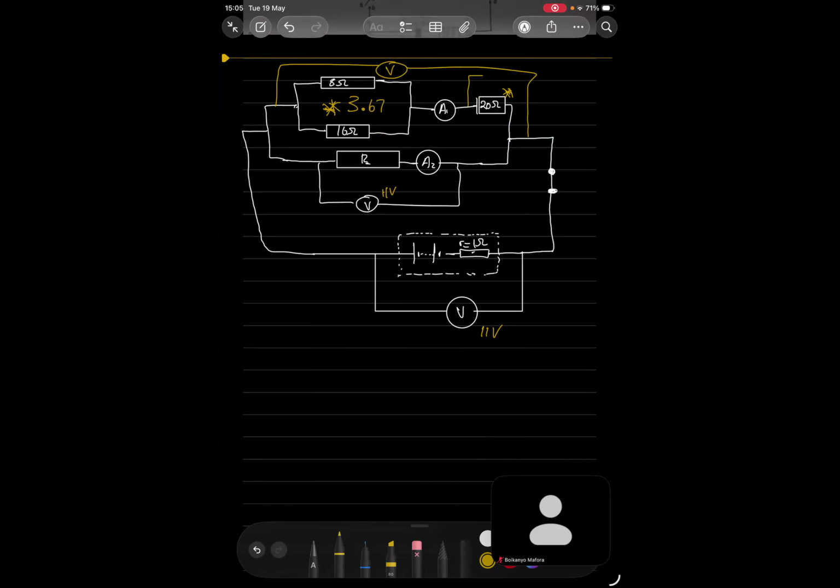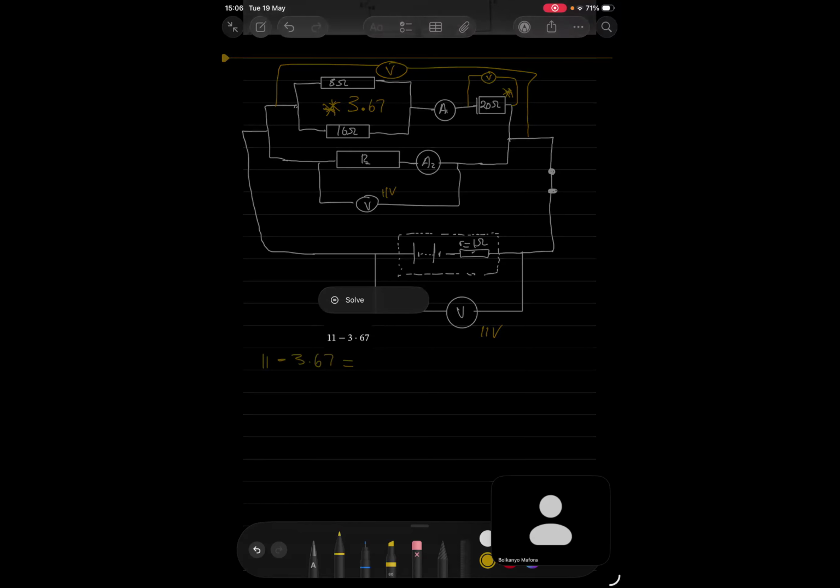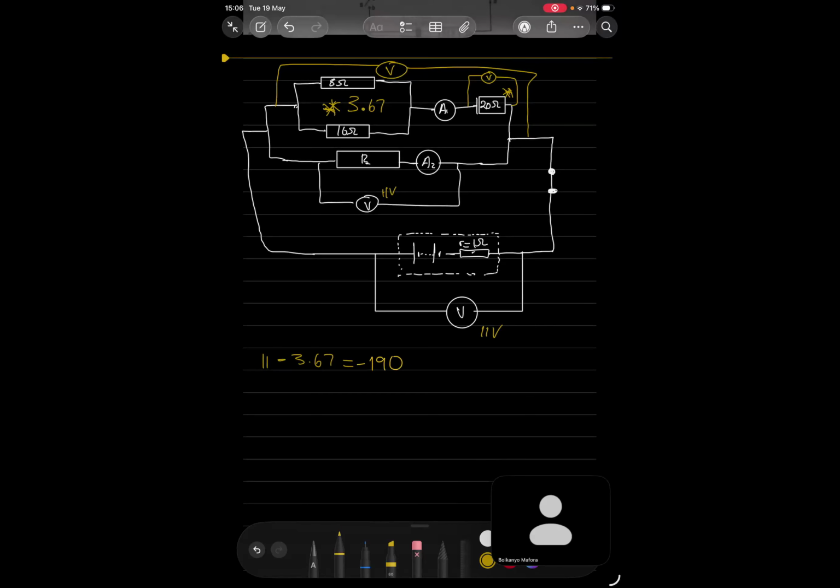And what's going to be the voltage across this guy over here? It's going to be 11 minus 3.67. 7.33. This is going to be how much? 7.33.